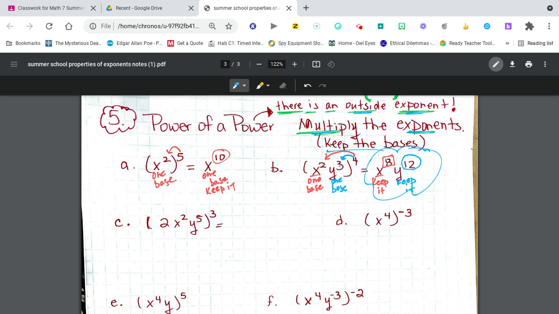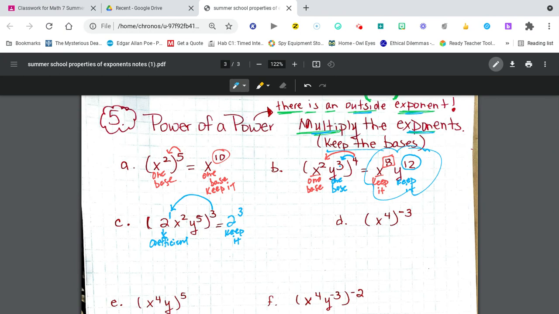All right, so here I have 2 acting as a coefficient. Okay, but I'm going to keep it. It's acting as a coefficient, but I keep it. But I need an exponent for it, because it's got that outside power. It's got that outside exponent of 3. So what I do is I know that 2 has an imaginary 1, so I'm going to do 3 times the exponent of an imaginary 1, and it gives me 3. So 3 goes there.